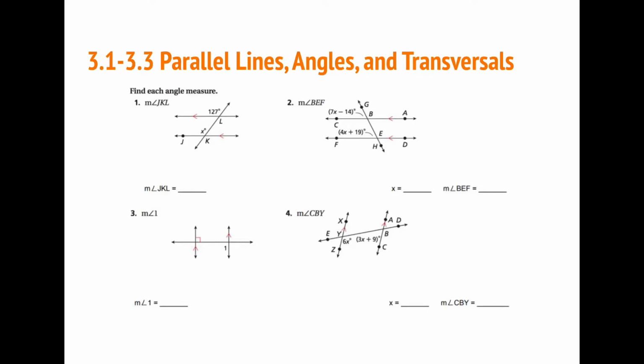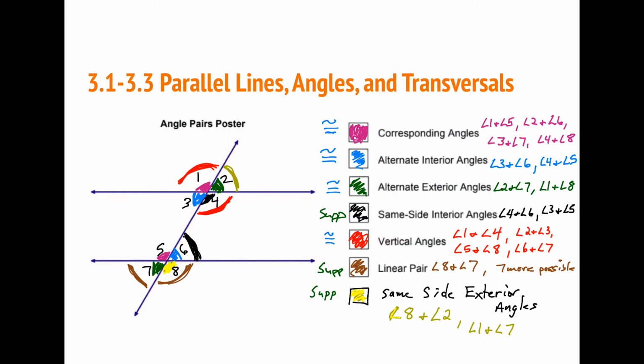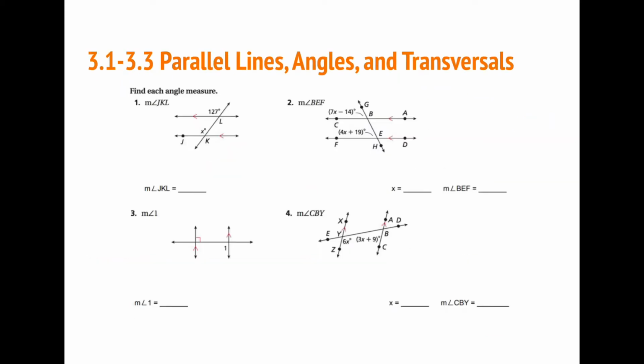All right, so today we are going to do some algebra with our information that we know. So, quick reminder, as we look at our angle pairs poster, that we have same side are supplementary, and linear pair are supplementary as well. The other ones are going to be congruent relationships, so corresponding angles, alternate interior and alternate exterior, as well as vertical angles, all congruent.